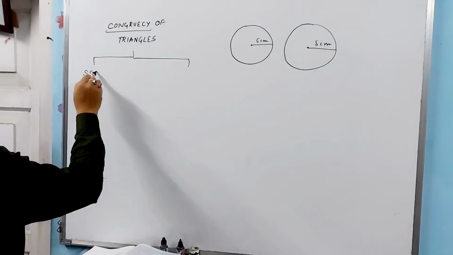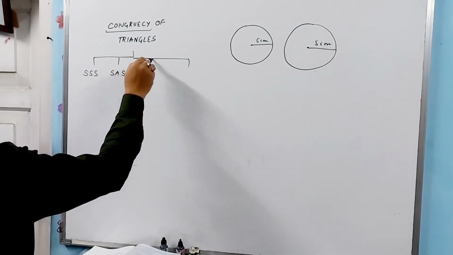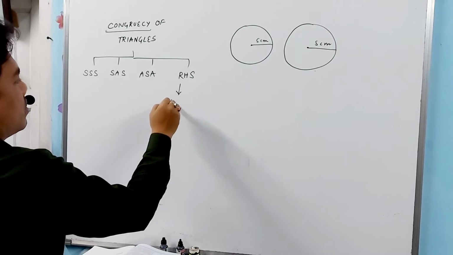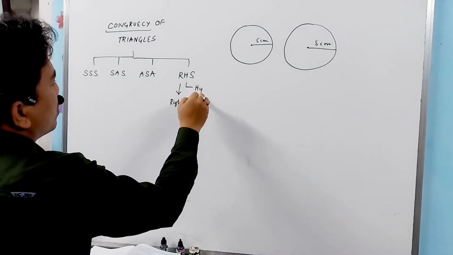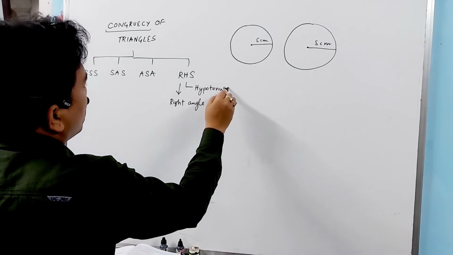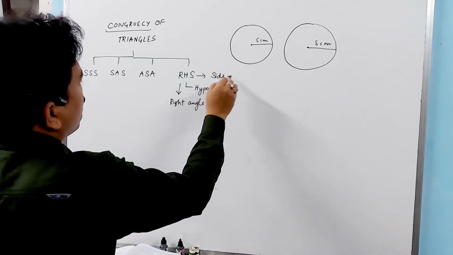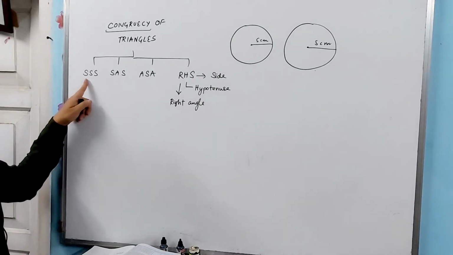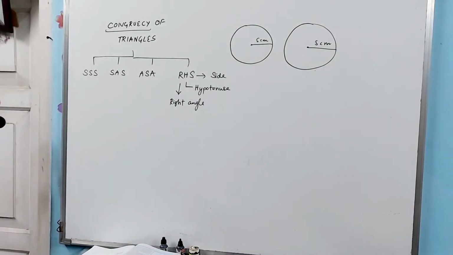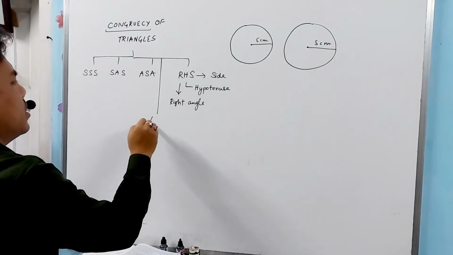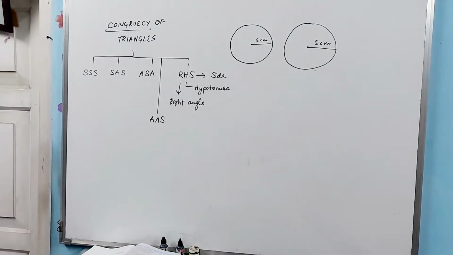We got SSS, SAS, ASA, and RHS. That is right angle, hypotenuse, and side. S stands for side and A stands for angle. So we already got these four postulates. Now, this year we will be getting one more, and it is AAS, angle, angle, side. Okay, so we will learn each of them. We will revise it again.